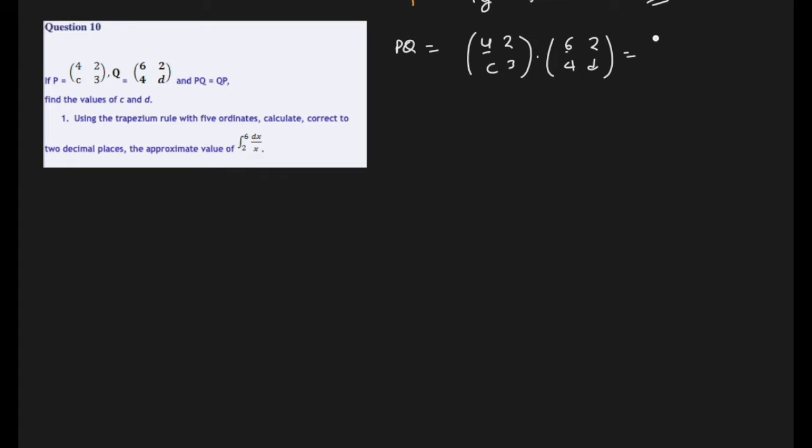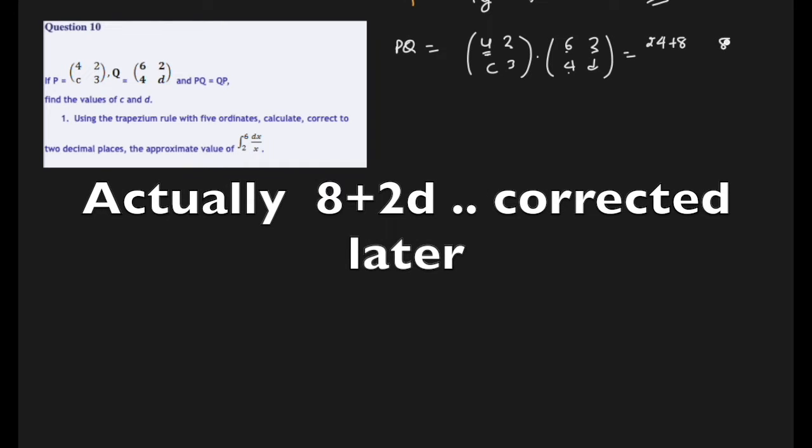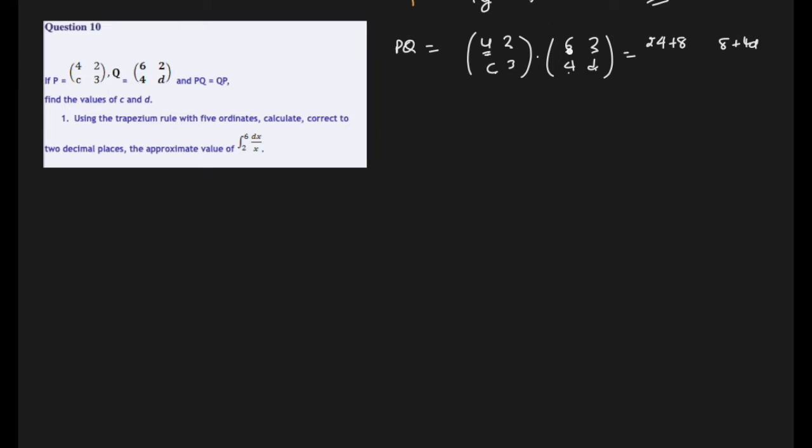4 multiplied by 6 is 24. 2 multiplied by 4 is 8. Then again 4 multiplied by 2 is 8. 4 multiplied by D is 4D. Now C multiplied by 6 is 6C, and 3 multiplied by 4 is 12. Now C multiplied by 2 is 2C, 3 multiplied by D is 3D. This is PQ.